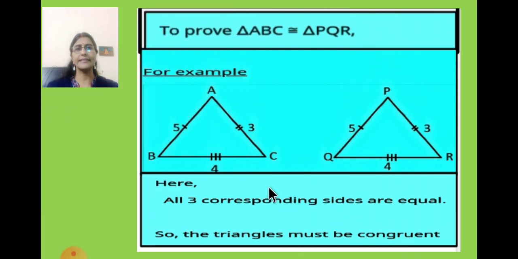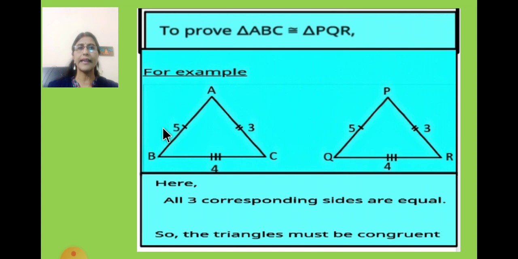Now let us see this example to prove triangle ABC is congruent to triangle PQR. This is triangle ABC and this is triangle PQR. So we have to prove these two triangles are congruent. So here you can see this side AB is corresponding to side PQ. Similarly, side AC is corresponding to PR and BC is corresponding to QR. And the measure of the side is also given. They are equal.